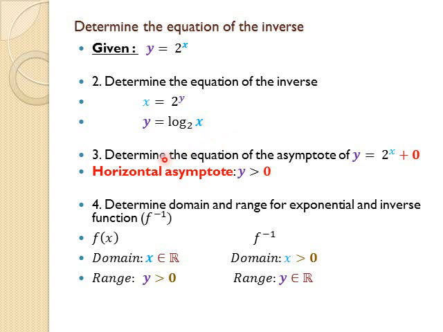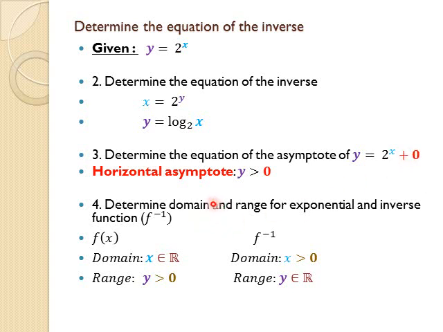Then we can also ask you, for 1 mark, to determine the equation of the asymptote. y equals 2 to the power x plus 0. Take note, I just wrote plus 0 there. So my horizontal asymptote is explained in the drawing, y greater than 0. It's not allowed to touch whatever is written in the place of q.